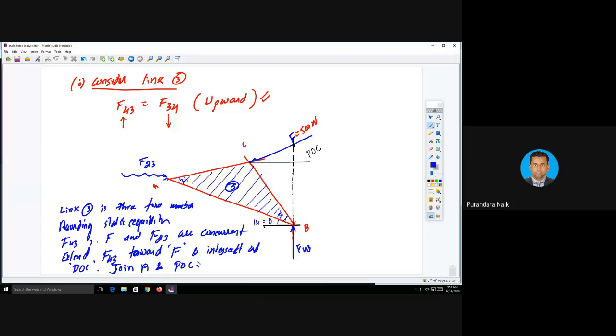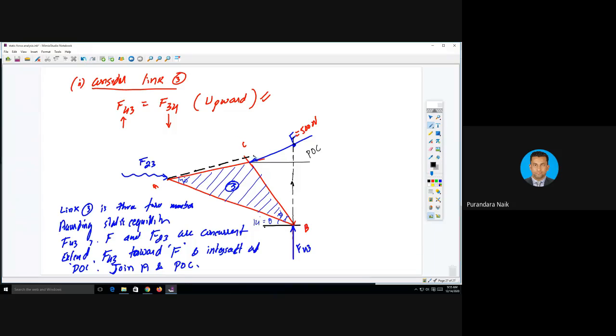A and POC. See, this is the point of concurrency. These two forces are intersecting at this point. The third force also meets at this point only, right? So how to do that? You just join POC with A. So this is called the line of action of F23. Why? Because the third force also intersects at the same point.